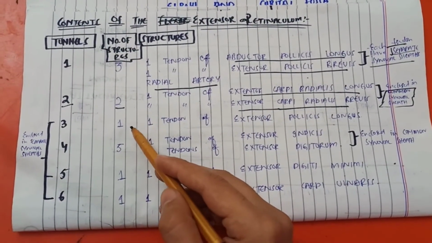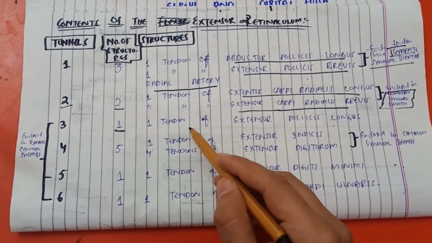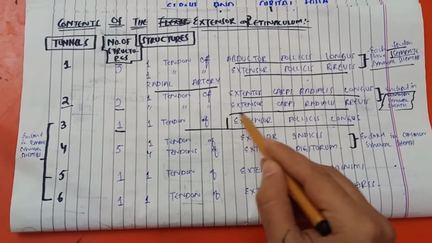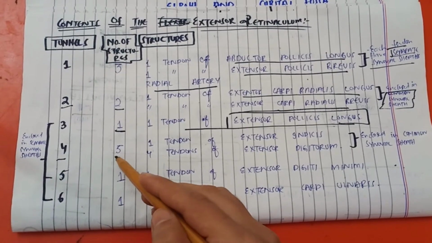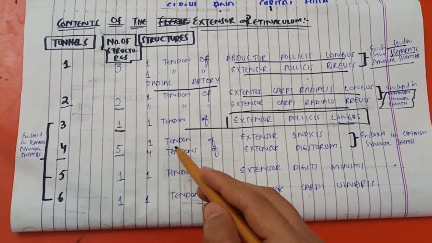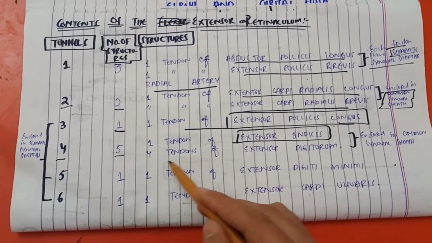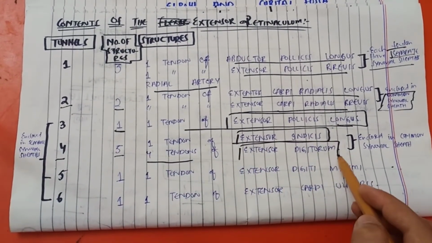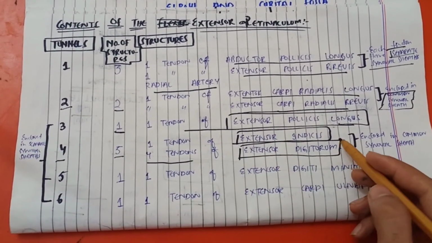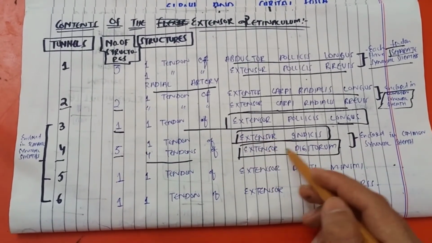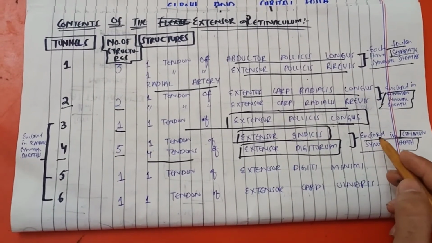The third tunnel consists of one structure, and that structure is the one tendon of the extensor pollicis longus muscle. The fourth tunnel consists of five structures, that is, one tendon of the extensor indicis muscle and four tendons of the extensor digitorum muscle, and these five tendons are enclosed in a common synovial sheath.